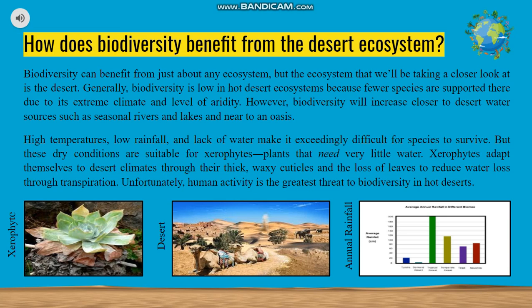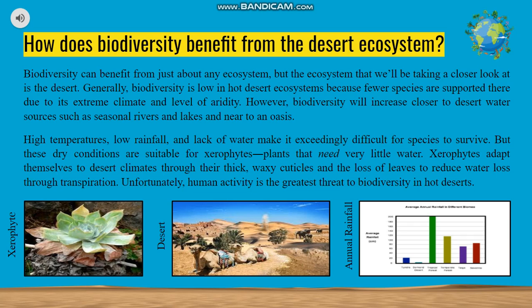How does biodiversity benefit from the desert ecosystem? Biodiversity can benefit from just about any ecosystem, but the ecosystem that we'll be taking a closer look at is a desert. Generally, biodiversity is low in hot desert ecosystems because fewer species are supported there due to its extreme climate and level of aridity. However, biodiversity will increase closer to desert water sources such as seasonal rivers and lakes and near to an oasis.